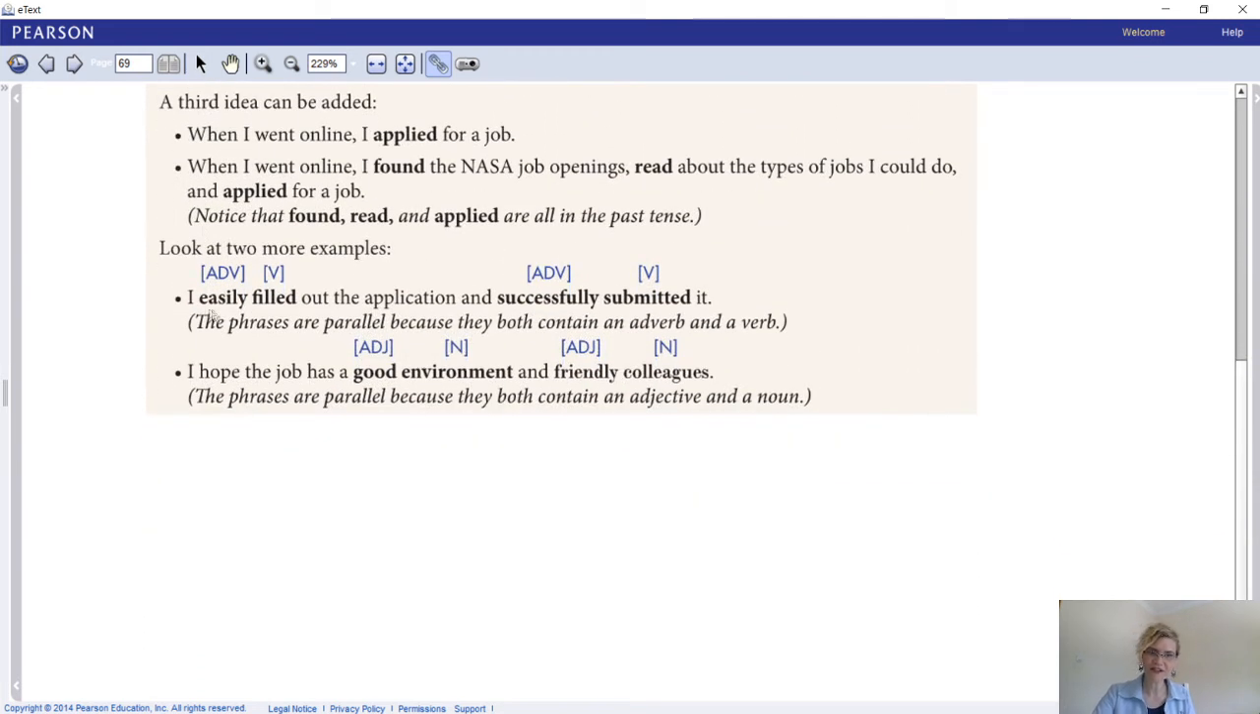For example here, adverb, verb: easily filled, successfully submitted. So they both have adverb, verb, adverb, verb. And then here, good environment, adjective, noun; friendly colleagues, adjective, noun. Make it the same then. Don't do it differently.